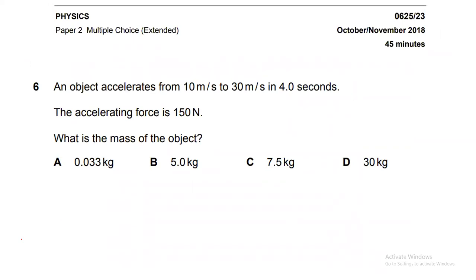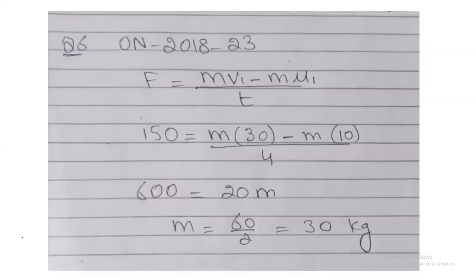October, November 2018 paper 2-3, question number 6. An object accelerates from 10 meter per second to 30 meter per second in 4 seconds. The accelerating force is 150 Newton. What is the mass of the object? Okay. So F is equal to the change in the momentum divided by time. Simply we can find it out.